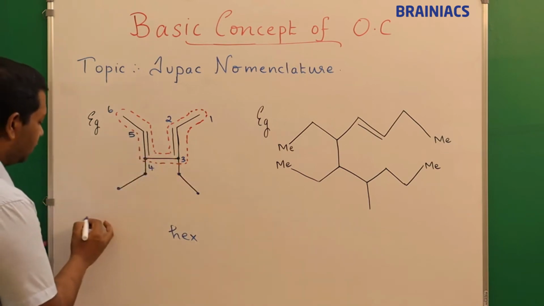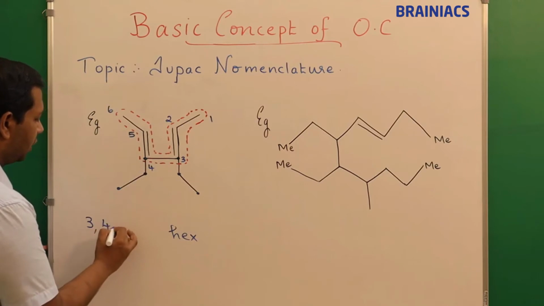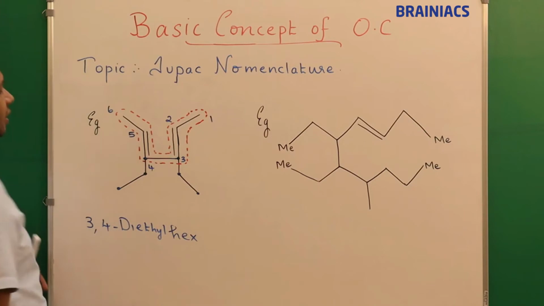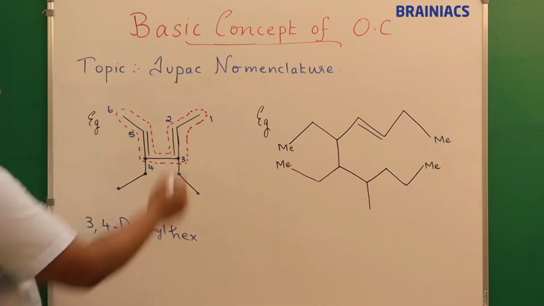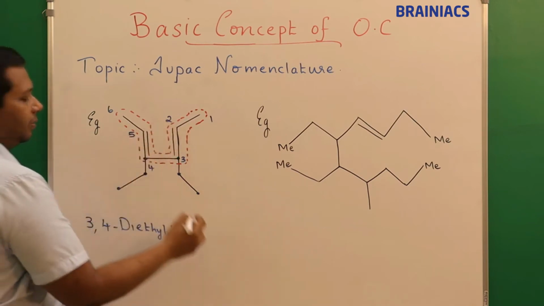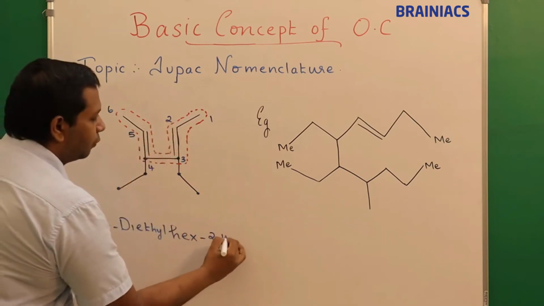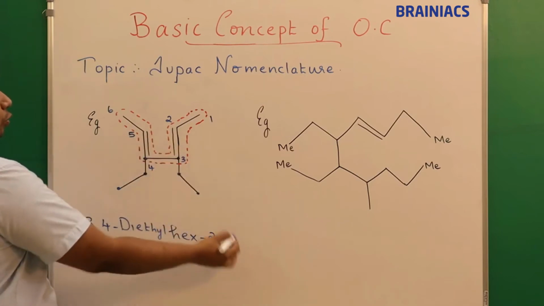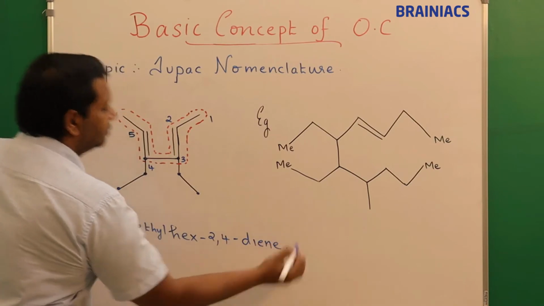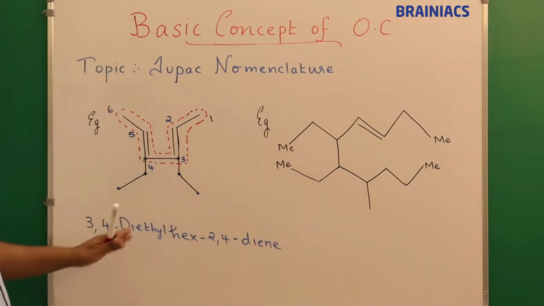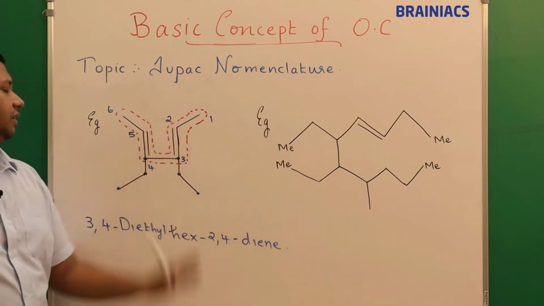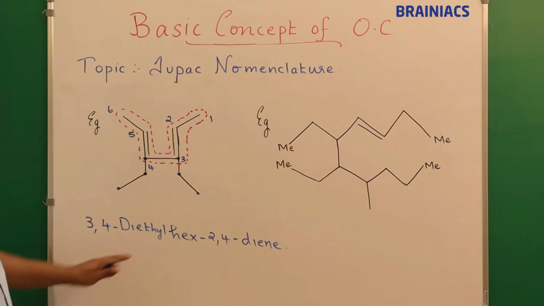So I can start with 3 comma 4 hyphen diethyl, correct? Diethyl hex. And if you see at position 2 and at position 4 double bond is there, that is the minimum number. So hex 2 comma 4, since both are double bonds I am putting 2 comma 4 hyphen diene. So 3 comma 4 diethyl hex hyphen 2 comma 4 diene. Okay, so this is the way you need to name it.